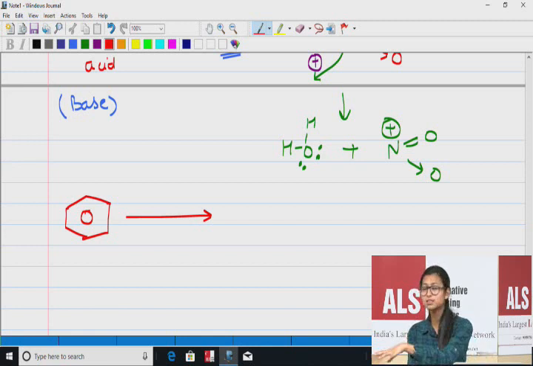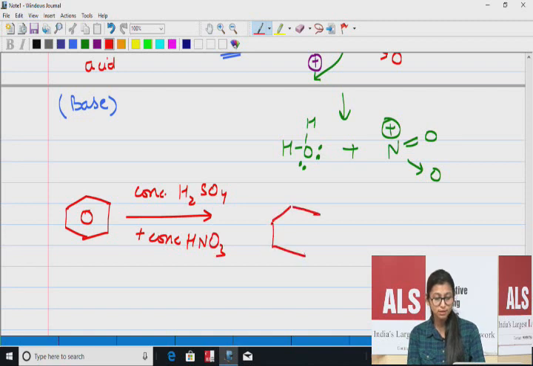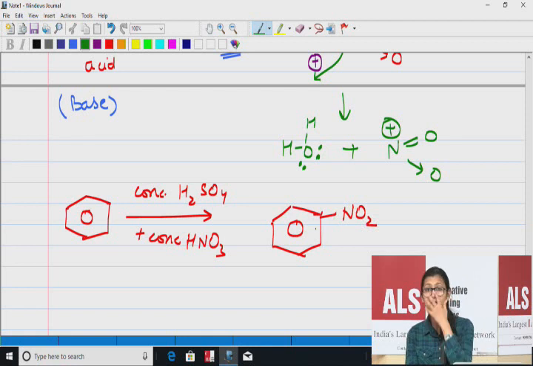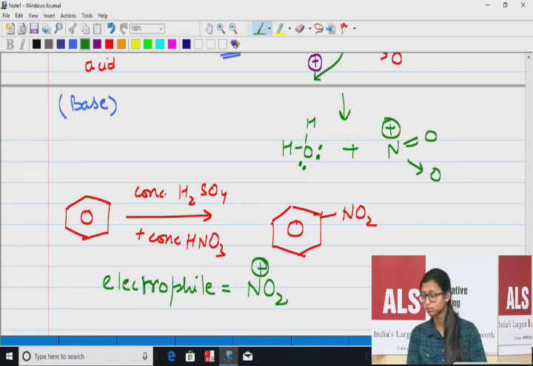What is the main concern of ours is, we have a concentrated H2SO4 and whenever we have a concentrated HNO3, always remember that we will get a nitro group, okay. Whatever group I am getting on the benzene, that particular group will be my electrophile. So what is the electrophile in this case? That is NO2 plus, that's it. Nothing is there.